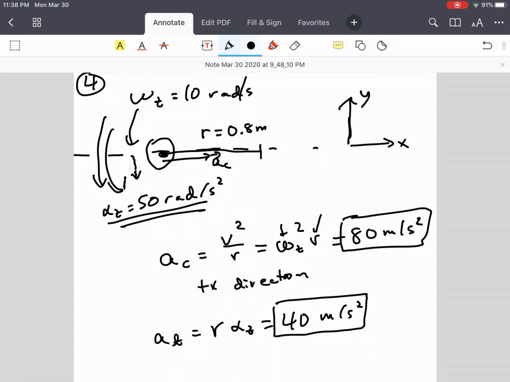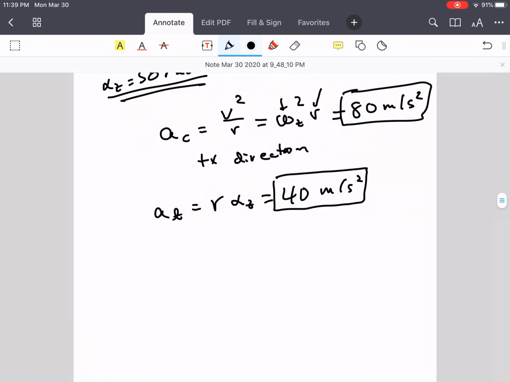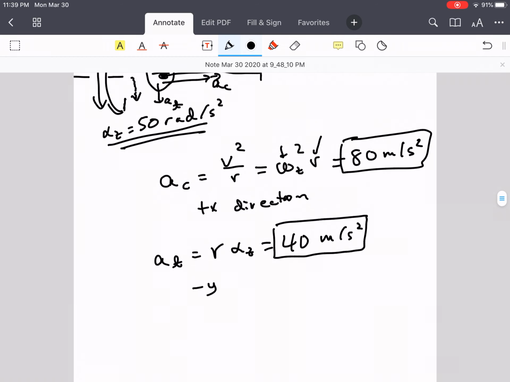When the angular acceleration is positive, then the tangential acceleration is in the same direction as the motion. If it were decelerating, tangential acceleration would be opposite the motion. So in this case, acceleration is in the negative y direction.